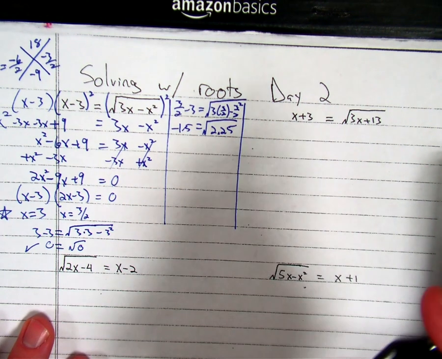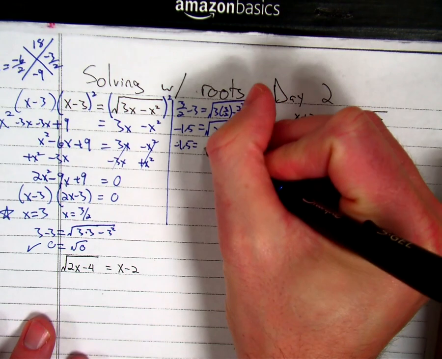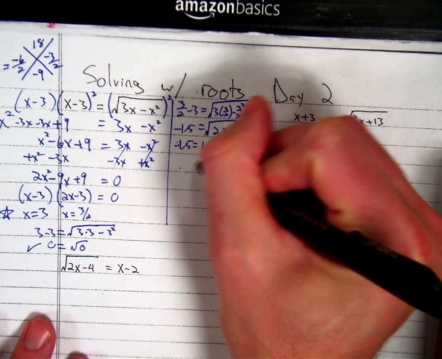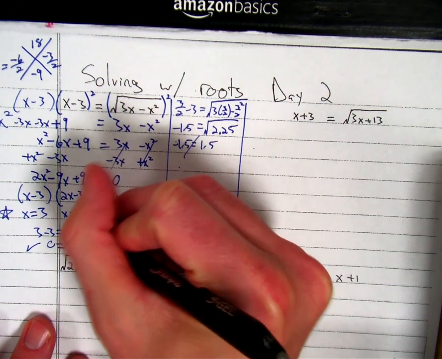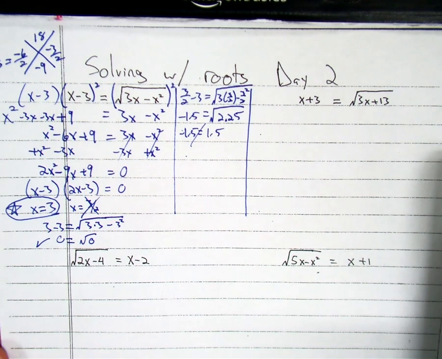Okay, so we're going to have negative 1.5 equals positive 1.5. That's not true. So this one does not work. And we're only going to use this one. Okay?